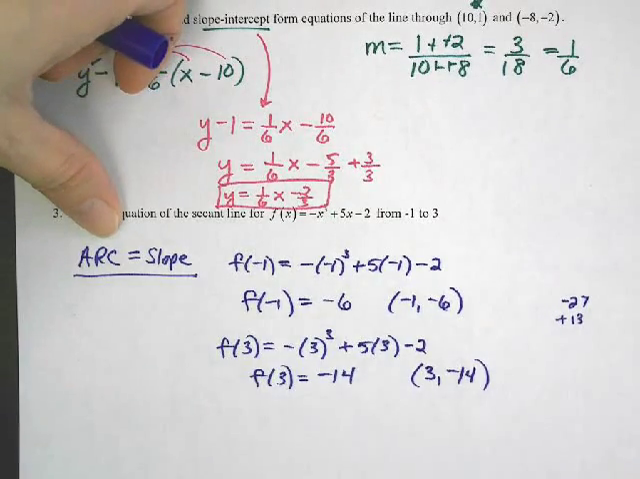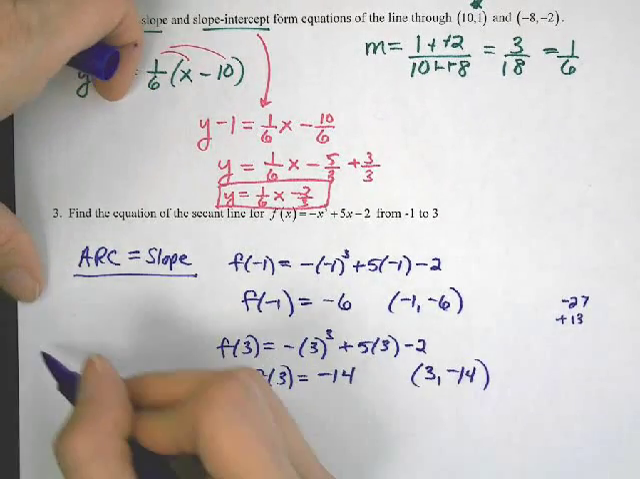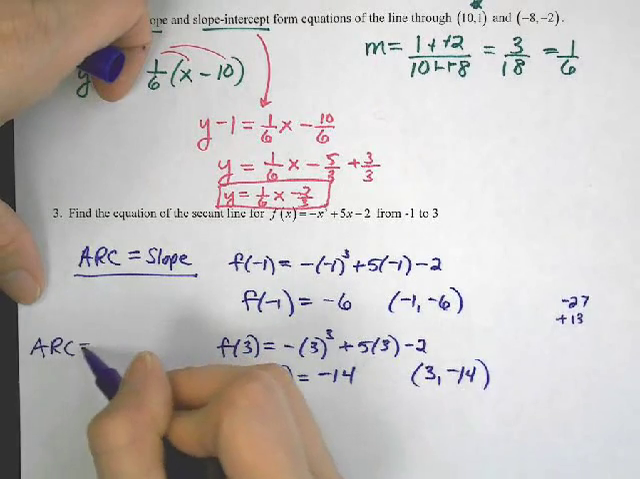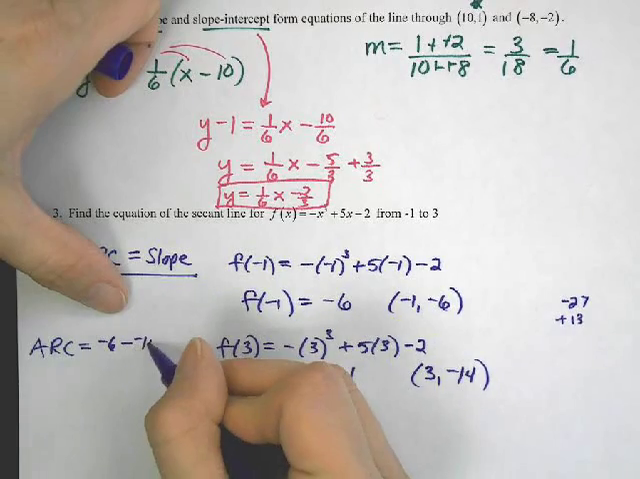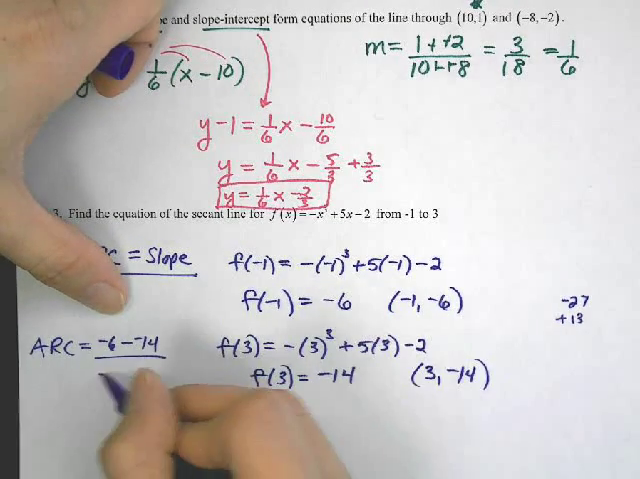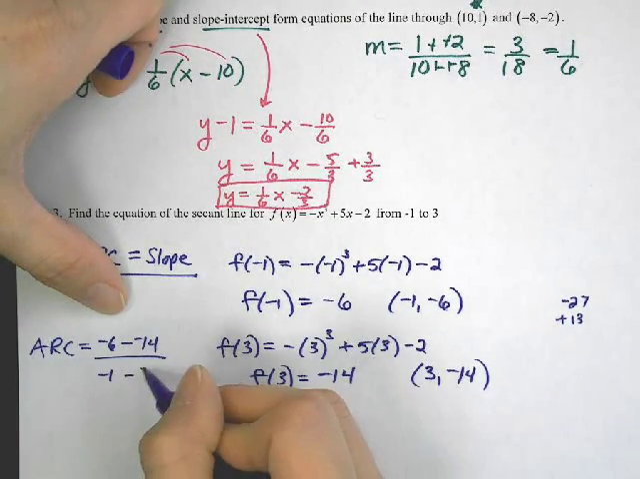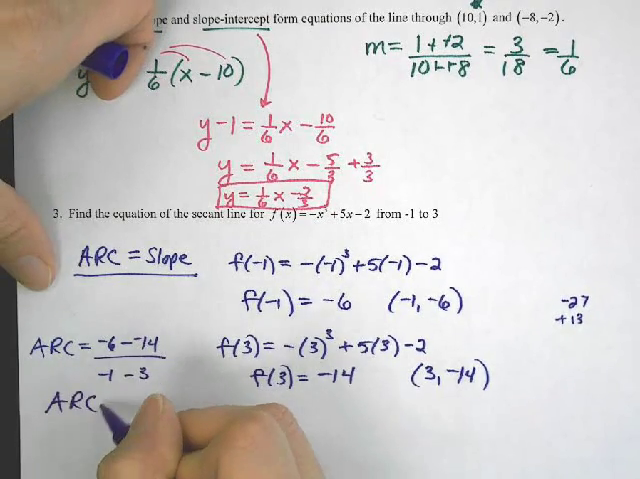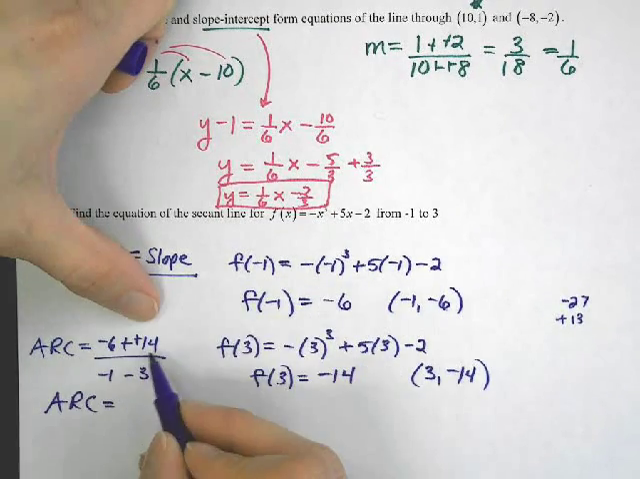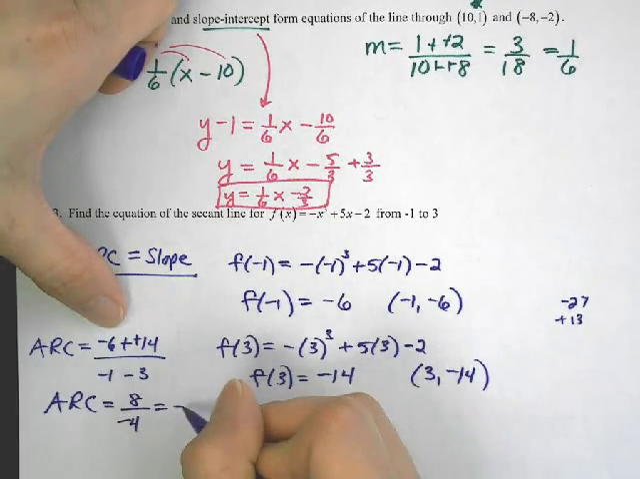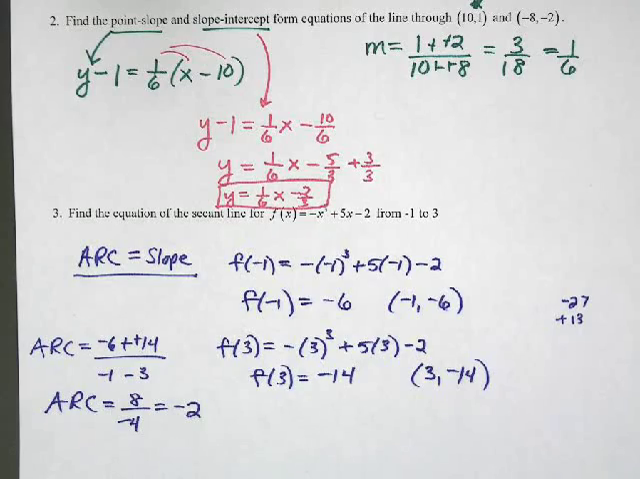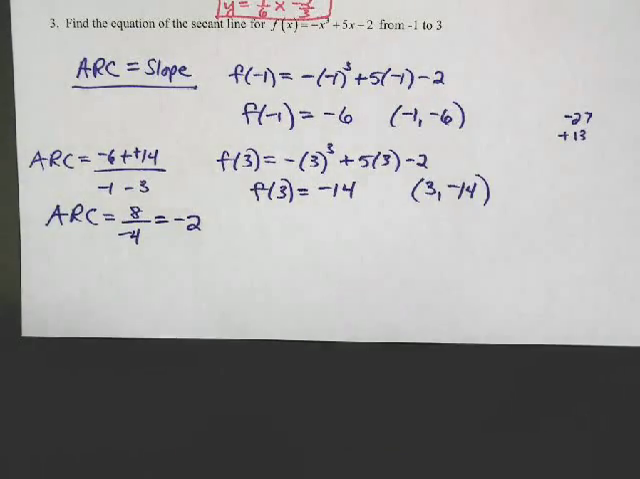Okay, so the average rate of change, I need to do a slope calculation. The average rate of change is negative 6 minus negative 14, over negative 1 minus 3. So the average rate of change is change. 14 minus 6 is 8 over negative 4, which is negative 2. Okay, now that's halfway there. If it said find average rate of change, I would be done. But this said find the equation of the secant line.